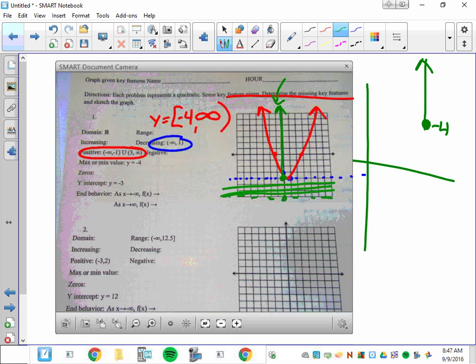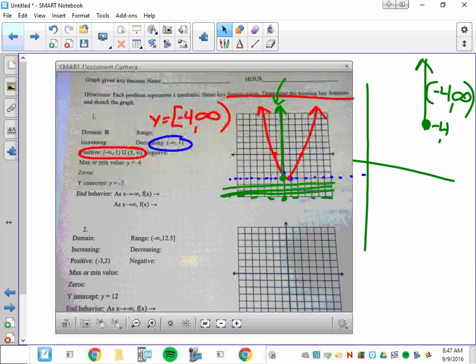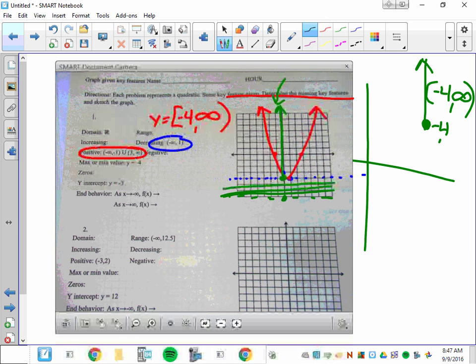So we need to put that in interval notation. Negative 4 is the small number, so it goes first. And negative 4 is part of the graph, so it gets a bracket, comma, the top of the graph is infinity. Okay, and we'll be doing this a lot today. So we took care of the range. What about increasing?